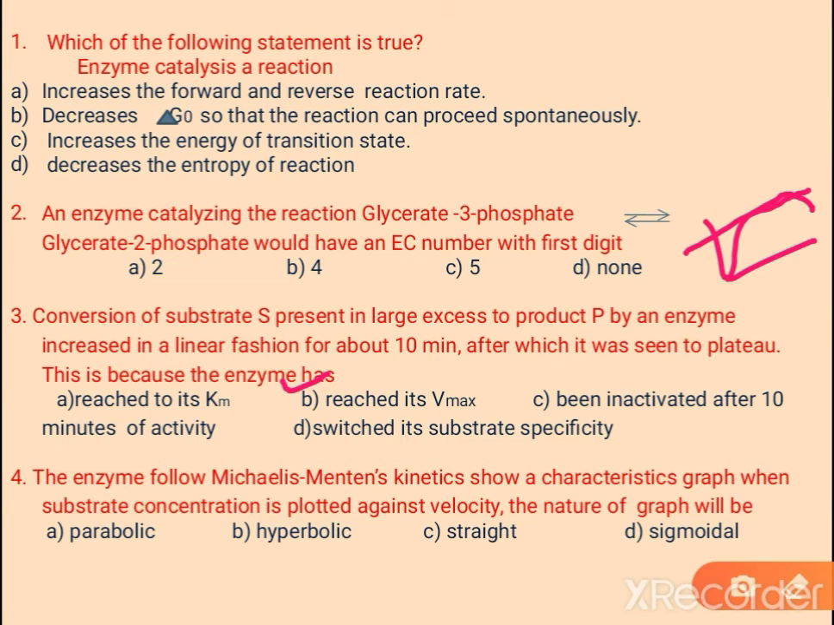Okay. So, the fourth question is, the enzyme following Michaelis-Menten kinetics shows a characteristic graph when substrate concentration is plotted against velocity. The nature of the graph will obviously be hyperbolic. This is a hyperbolic graph, and it is obtained when the Michaelis-Menten equation is plotted graphically.